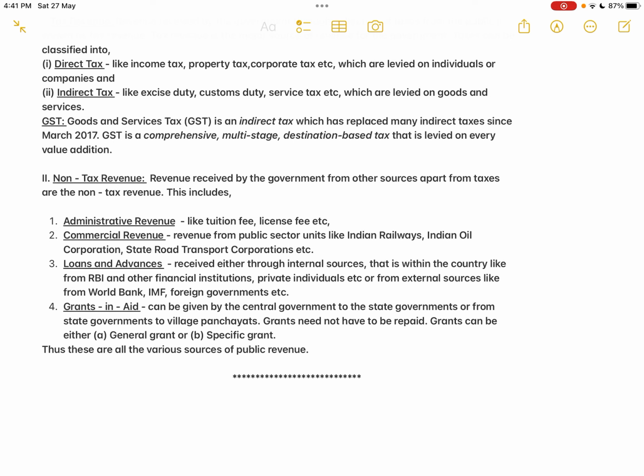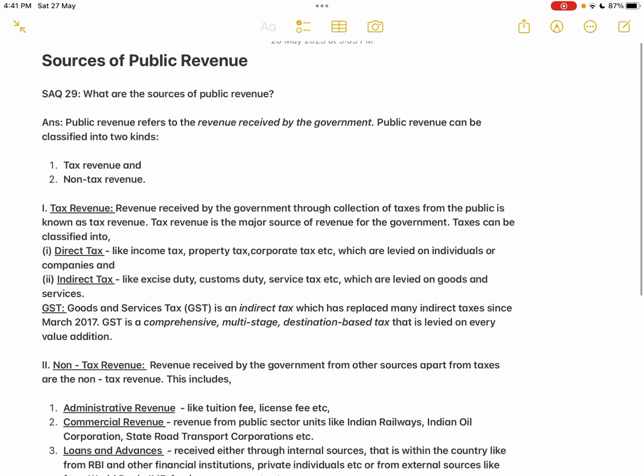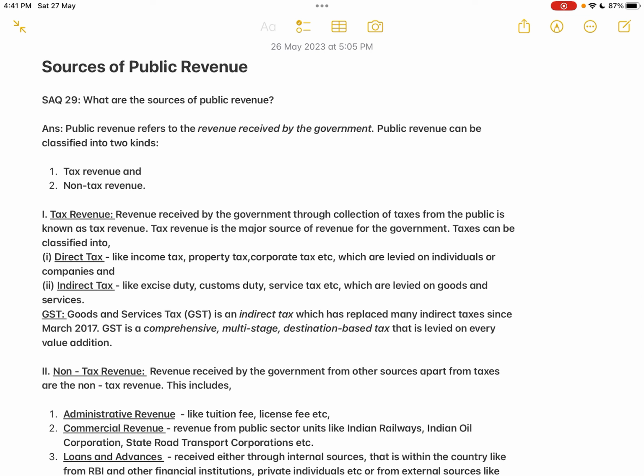So these are all the various sources of public revenue. I repeat again, this is one of the very important questions asked in the board exam. Very rarely you might get this even for 10 marks, but most of the time it is asked for 5 marks.